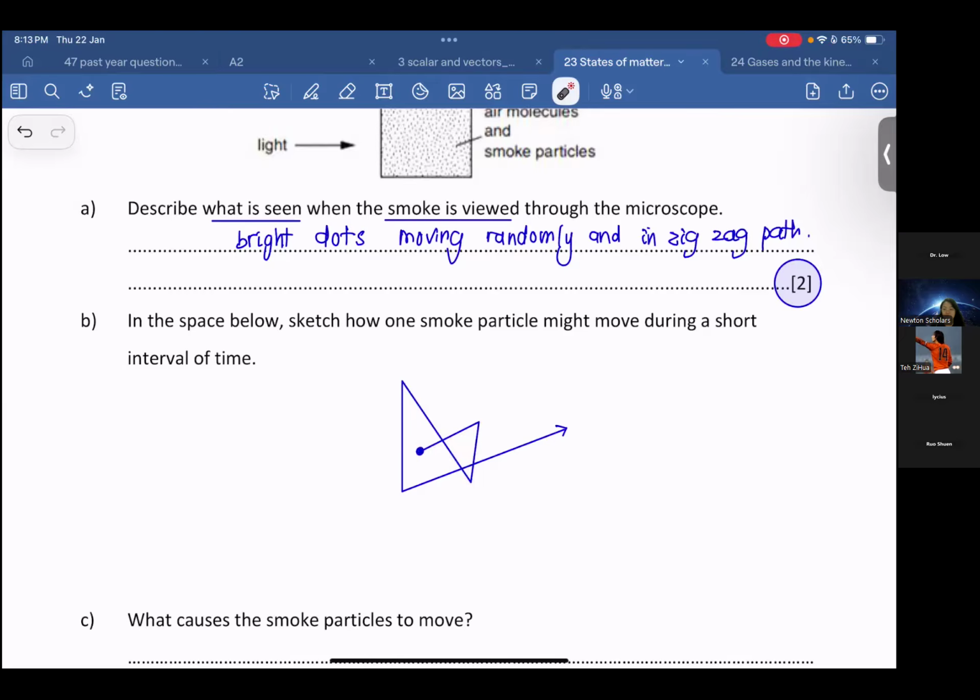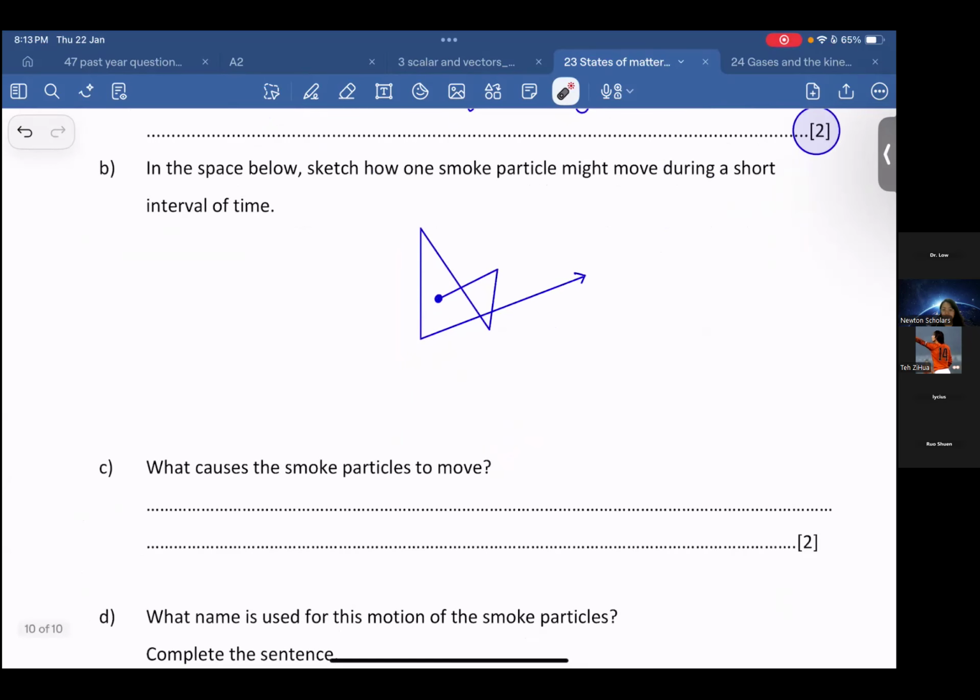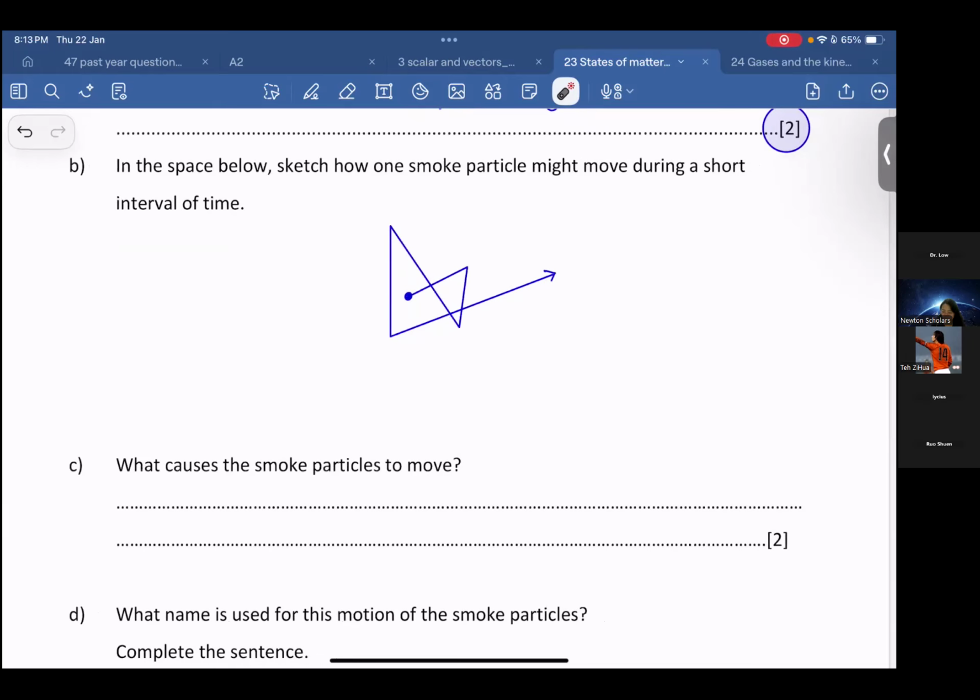So this is the answer scheme. They want you to draw the line. Change direction is 1 mark. And then here, the line is straight with at least 2 changes of direction. At least you change 2 times. Then I encourage you to cross one of the lines with another one. Okay, so this is how we draw the movement, the Brownian motion movement.